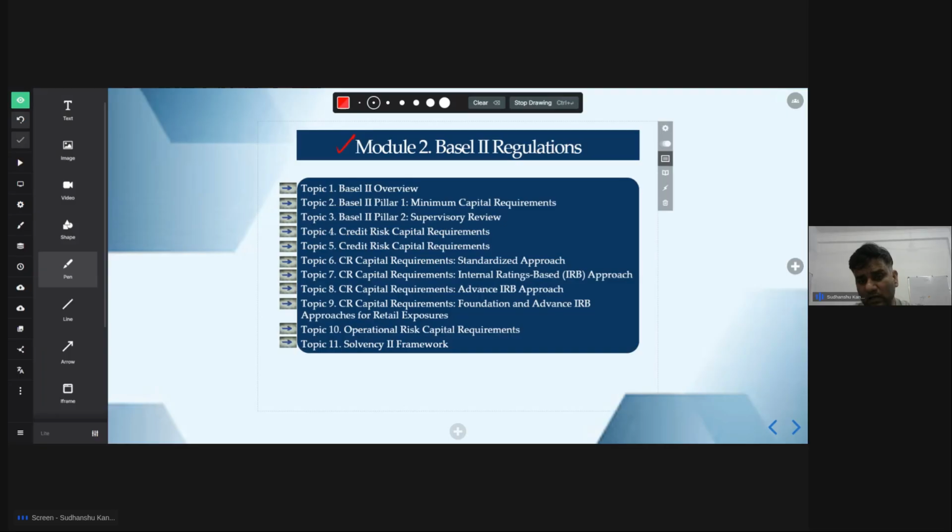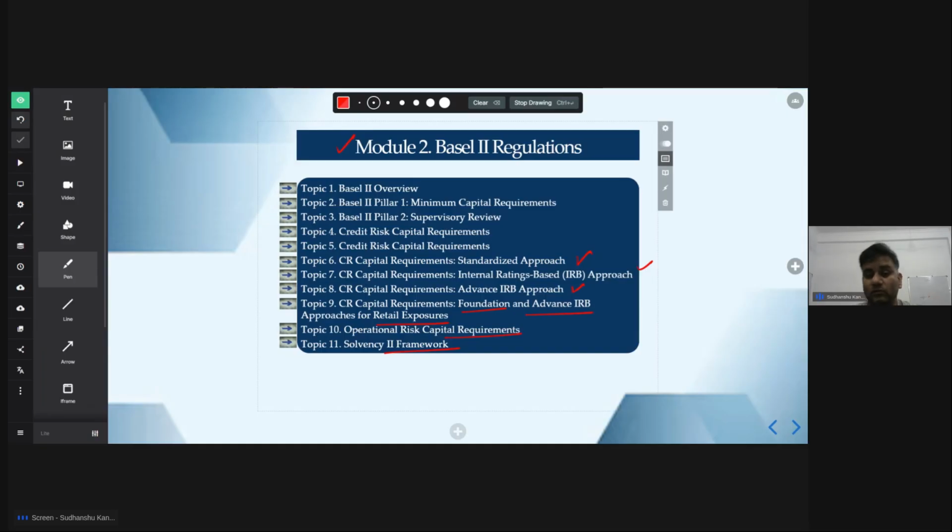Fine. Now, when we talk about Basel II regulation, again, there are 11 topics here, so quite long. We'll try to understand the Basel II overview. We'll try to understand Basel II Pillar 1, which is minimum capital requirement, then Pillar 2, which is supervisory review. Then we'll talk about your credit risk capital requirement, standardized approach, internal ratings-based approach, advanced IRB approach, foundation versus advanced IRB, retail exposure, capital requirements, Solvency II framework. So quite a detailed structure, right? You will do a deep dive into something and you will try to understand the differences between each approach.